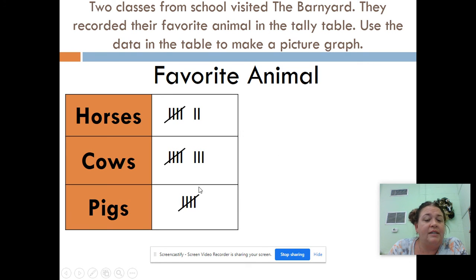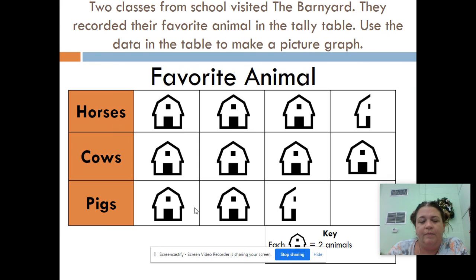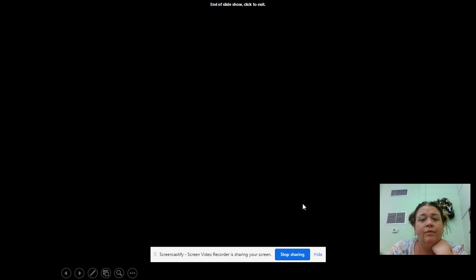Let's look back. How many pigs? How many people like the pigs? They're probably my favorite too. 5. All right, I got to think about 5 because every barn represents 2 animals. So I can draw 2 here, and then I can draw 2 here. That gives me 4 pigs, but I got to figure out how to do 5. That's when I'm going to take a barn and cut it in half just like I did, and that gives me 5 total pigs.